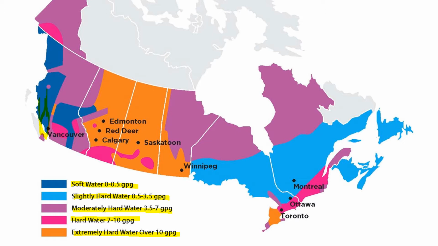Now, I will mention that there is no guideline by the federal government on the amount of hardness that is allowed to be present in potable water. So you could have, let's say, soft water, or you could have extremely hard water. It would still be acceptable as potable water according to Canadian drinking guidelines.